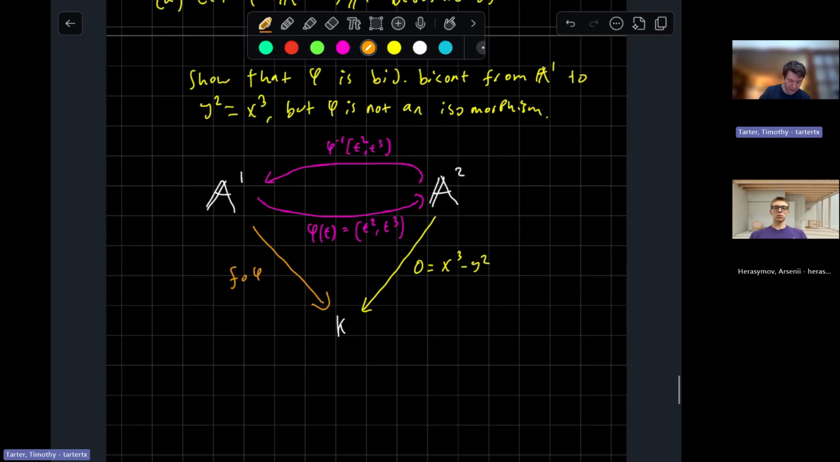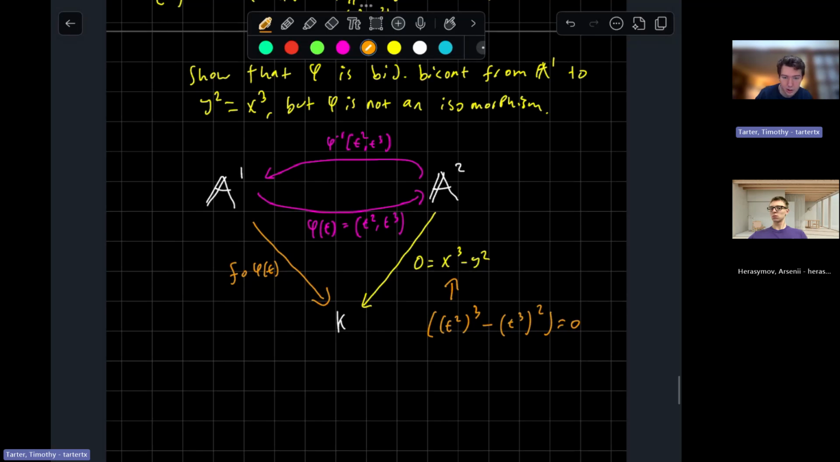So we can pick any t. We get it sent to t squared, t cubed. And then we send that through F. And this is really saying that t squared cubed minus t cubed squared is equal to 0 by our parameterization. And that seems like that would make sense.